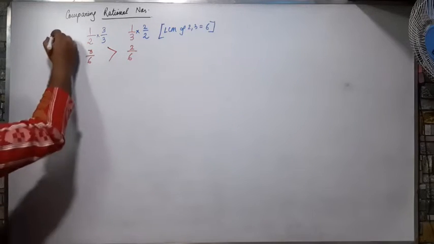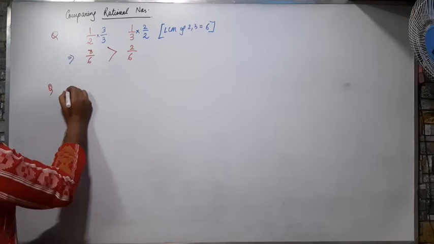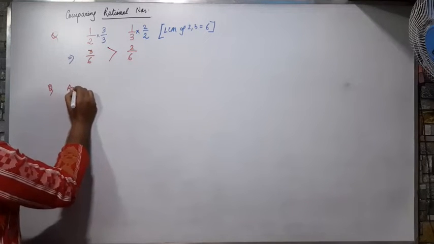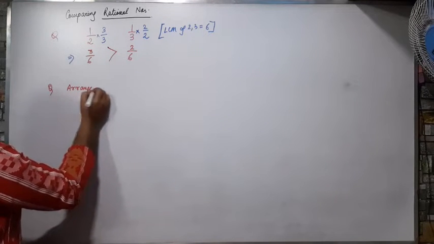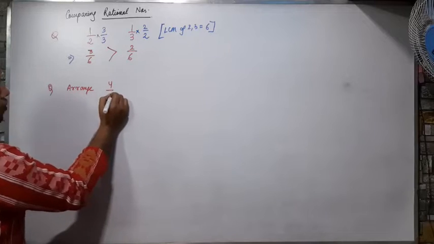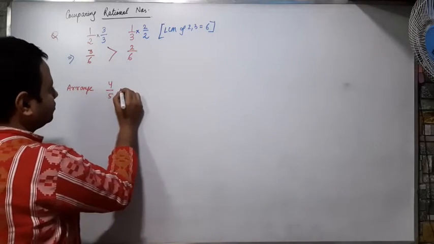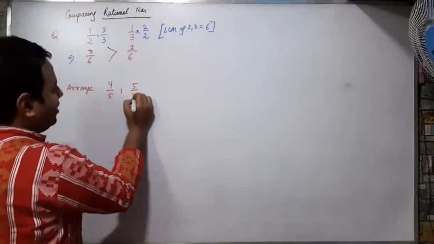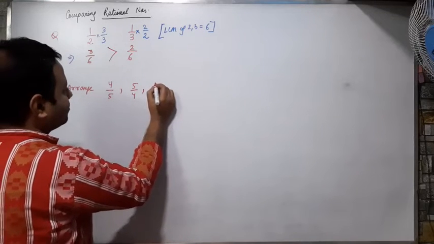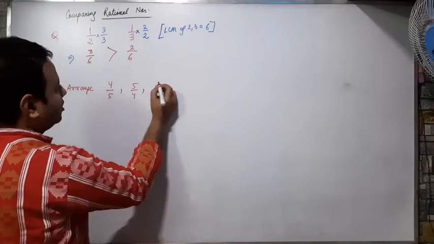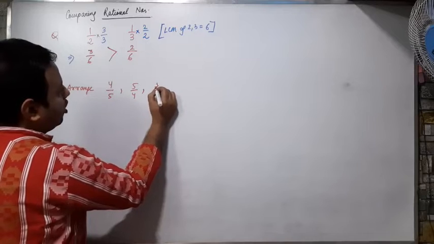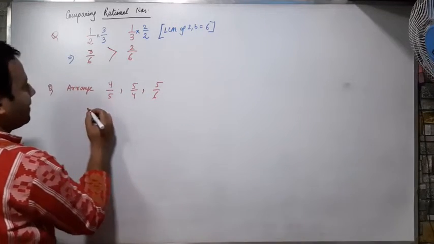Suppose I am giving a second question: arrange 4 by 5, 5 by 4, 5 by 6.